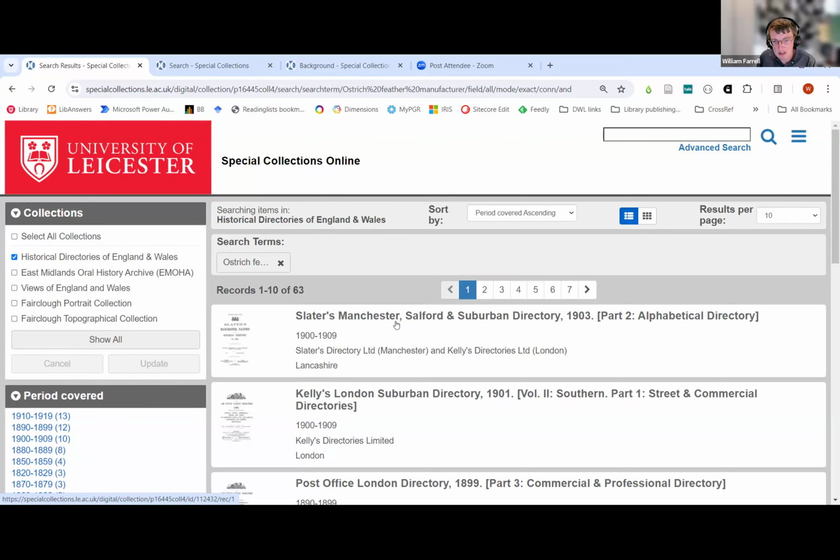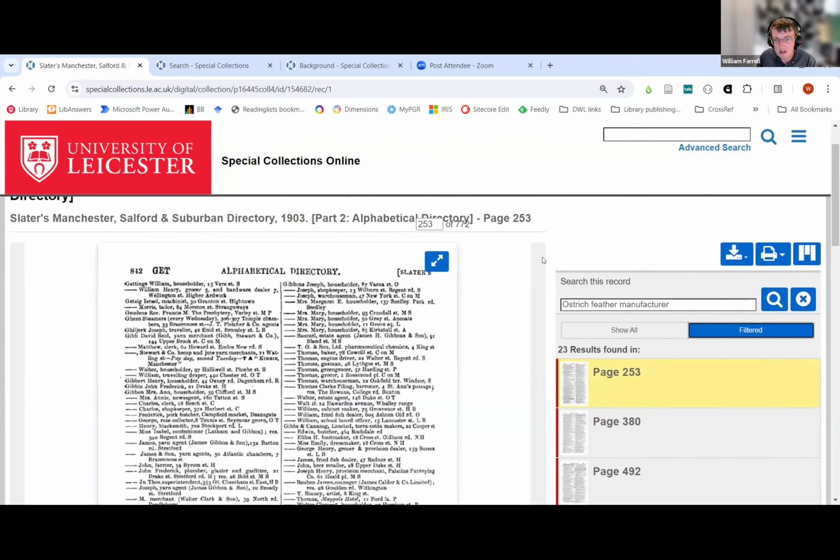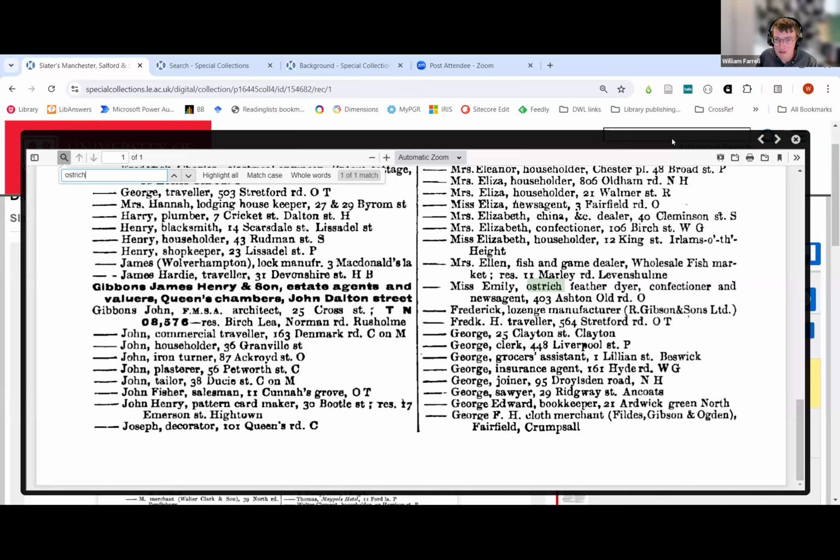The first one we're given is for Manchester and Salford. You see there's at least 23 results for this occupation. I'll do the filter just to make it more meaningful. I'll expand, and if I just do ostrich again, there you can see Miss Emily, ostrich feather dyer, confectioner and newsagent, an unusual combination of occupations, and you can see there is her street address as well.